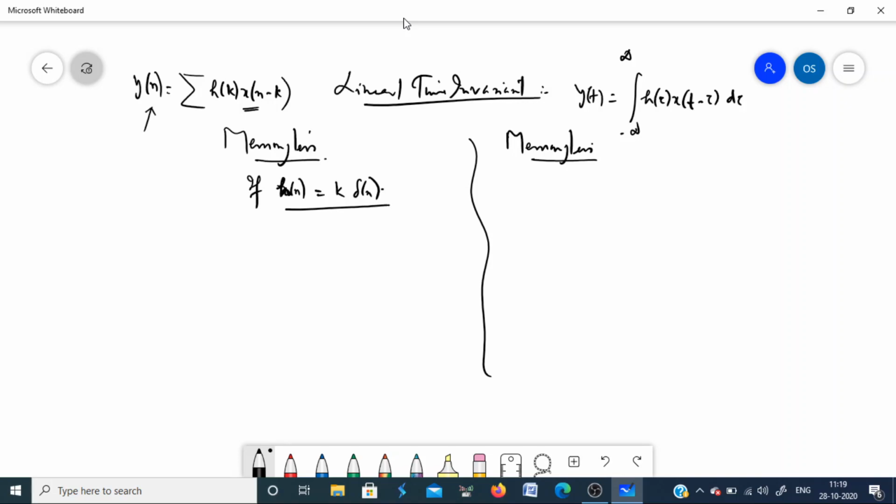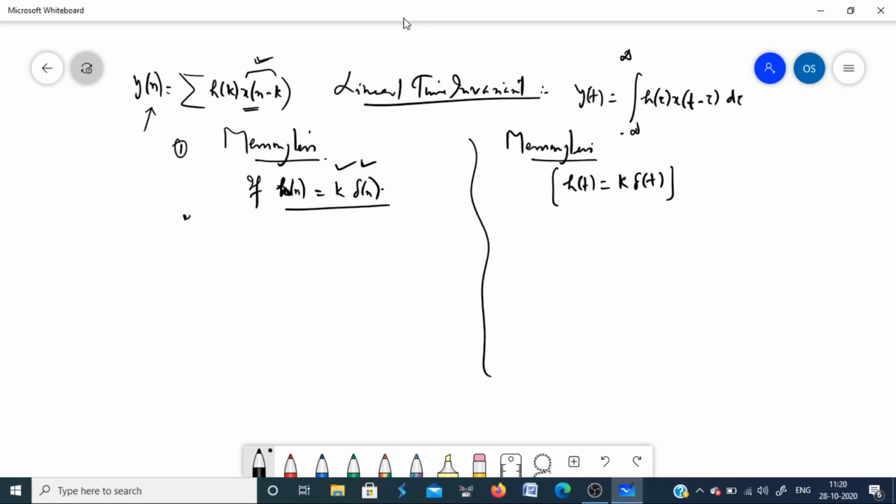If h[n], the impulse response of the system, is in the form of k delta[n], that is, it has a value only at n equal to 0. Otherwise you will get the present and the past values from the input. So for a system to be memoryless, its impulse response should be a scaled impulse signal. It can be delta[n], 2 delta[n], 3 delta[n], whatever it is, but it should be delta[n]. And the same is the case here. If h(t) is equal to k times delta(t), the system is memoryless.